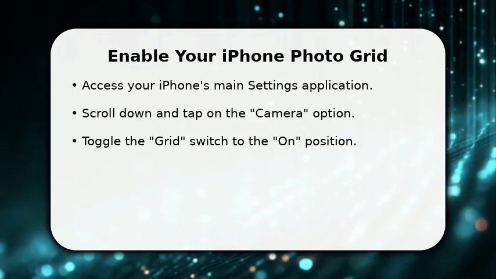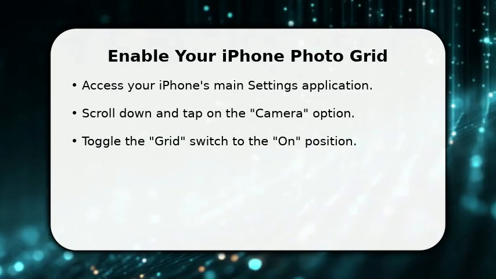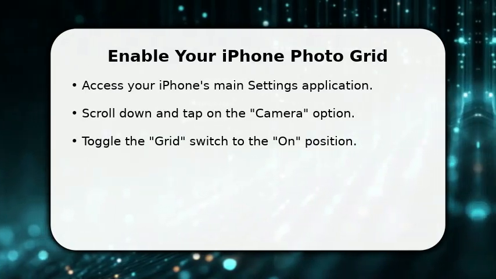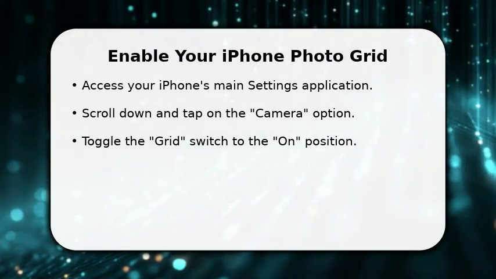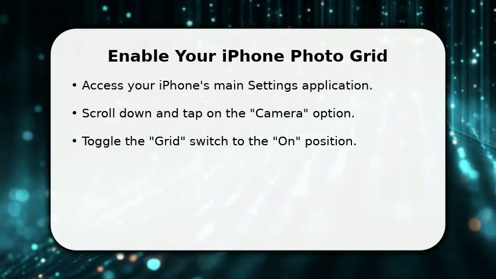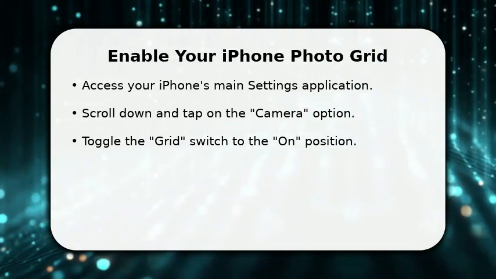In this video, I will explain how to get a photo grid on your iPhone. First, navigate to your phone's main settings application. Scroll down until you find and tap on the camera option. Inside the camera settings, you will see a switch labeled Grid. Simply toggle this switch to the on position.